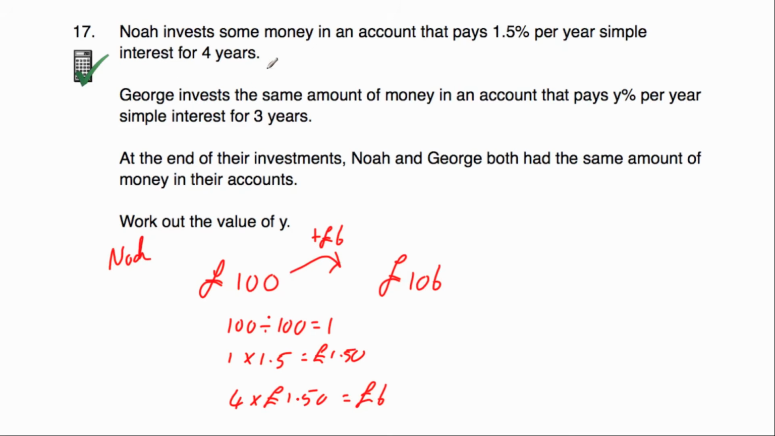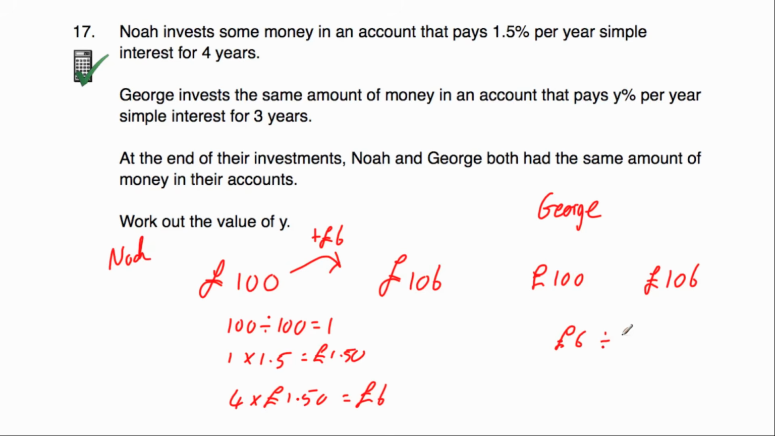Okay, now George invested £100 as well, and at the end of his 3 years he has £106, because that's what we're told. He invests the same amount of money. So we say George invests £100, and at the end of 3 years he has £106 as well. And he earns Y% per year. So he invests the money for 3 years, so he earns in total £6 interest.